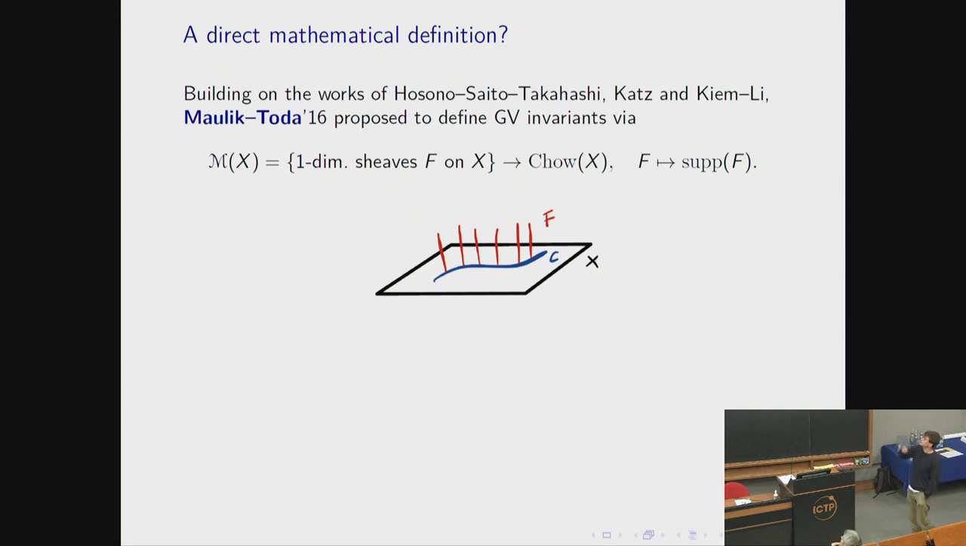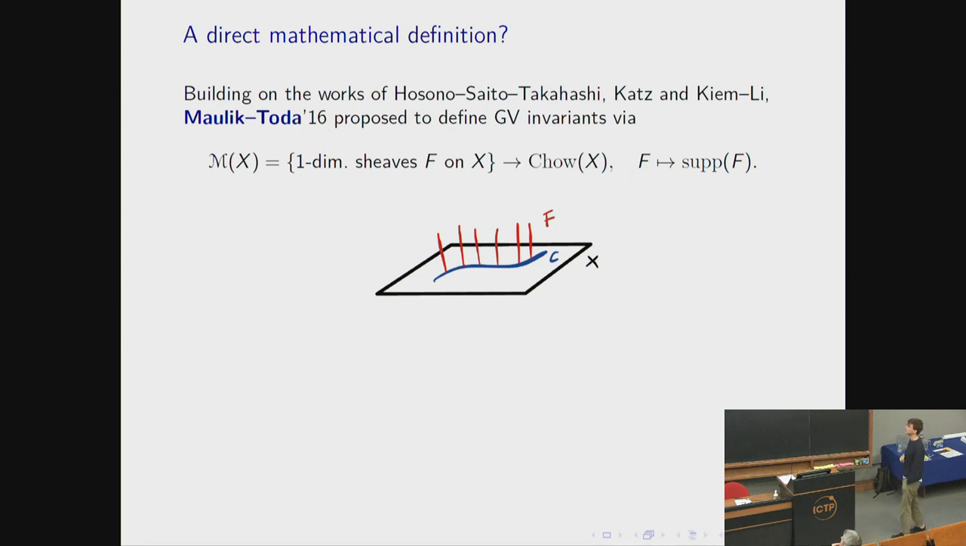So there is a Chow variety. The Chow variety is a space that parameterizes, so this is Chow X, embedded curves, but for some technical reasons we cannot define integrals directly on that space. And so instead, we use these one-dimensional sheaves with this projection to Chow, which just sends a sheaf to its support. So if we have this F, it sends it to C.